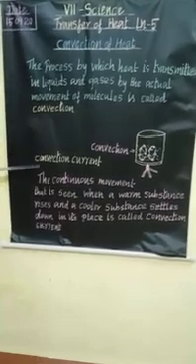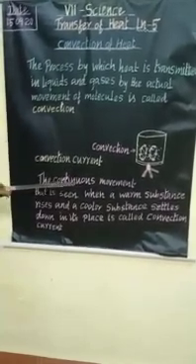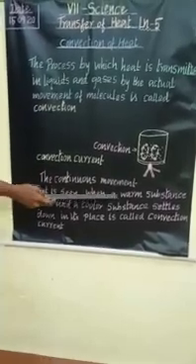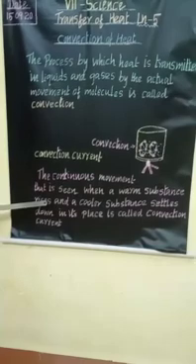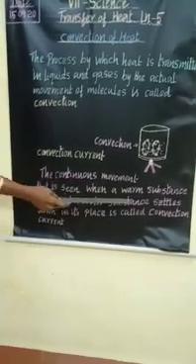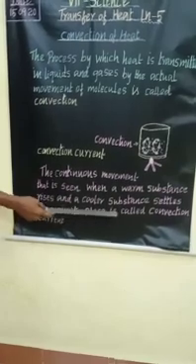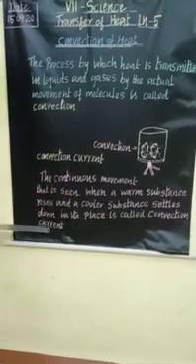What is called a convection current? The continuous movement that is seen when a warm substance rises and a cooler substance settles down in its place is called a convection current.